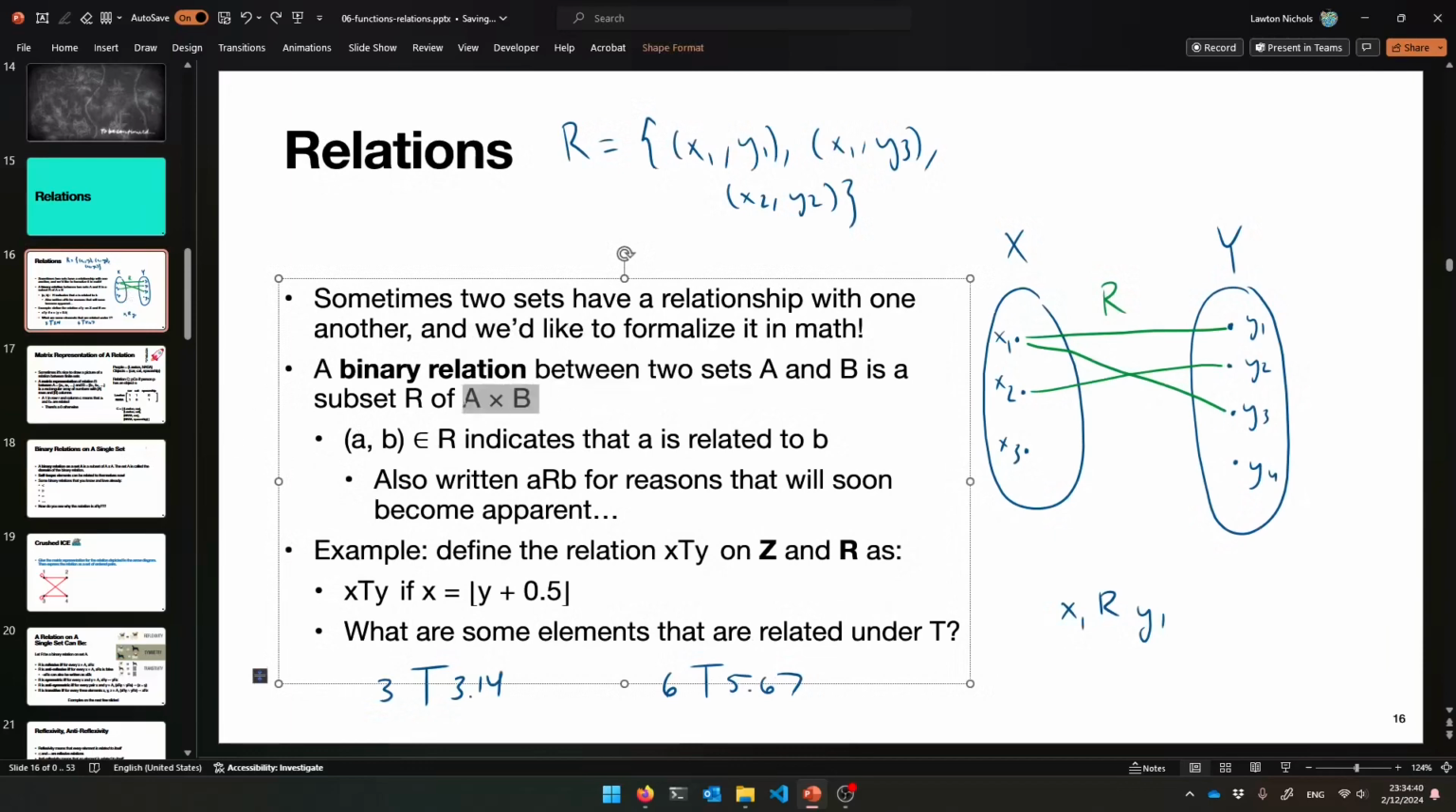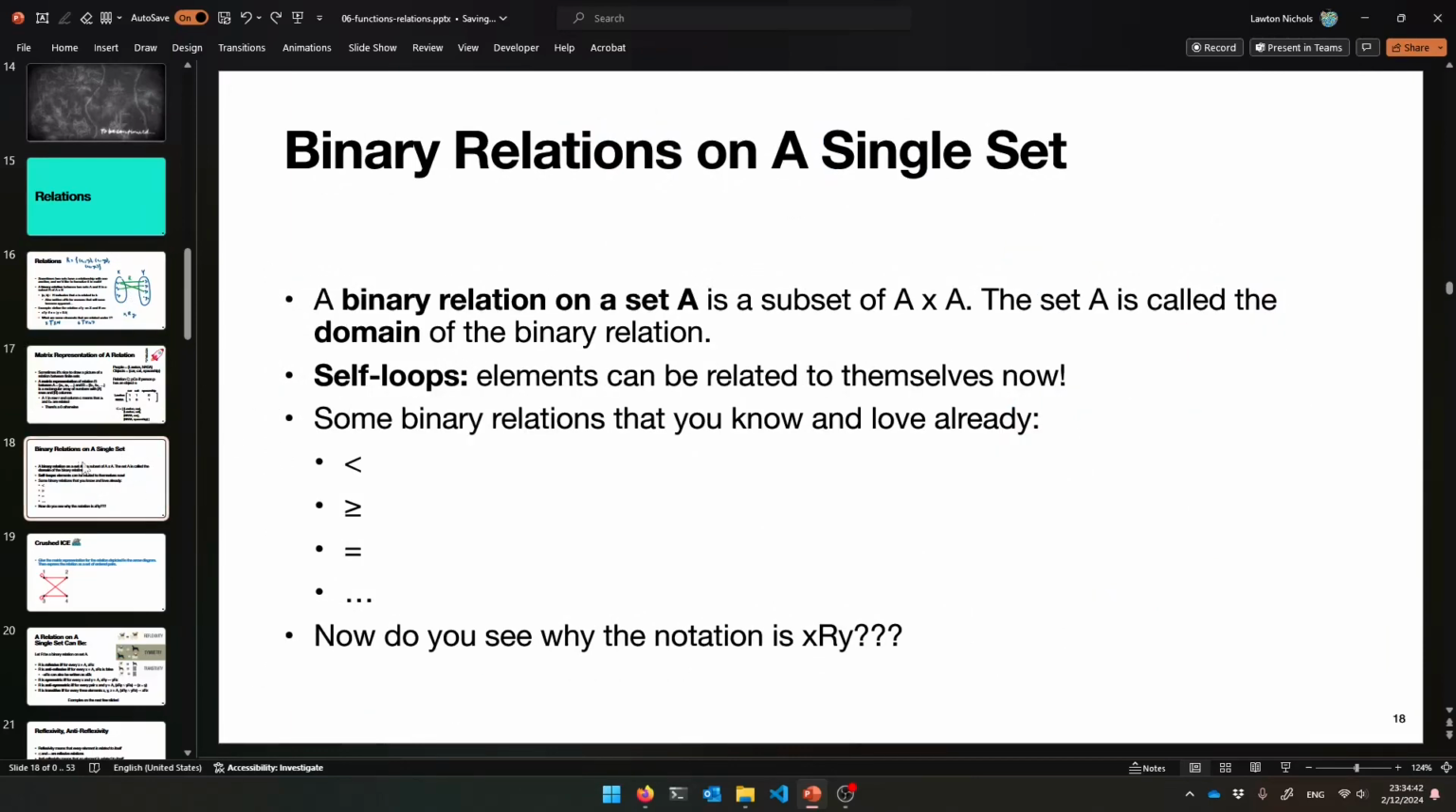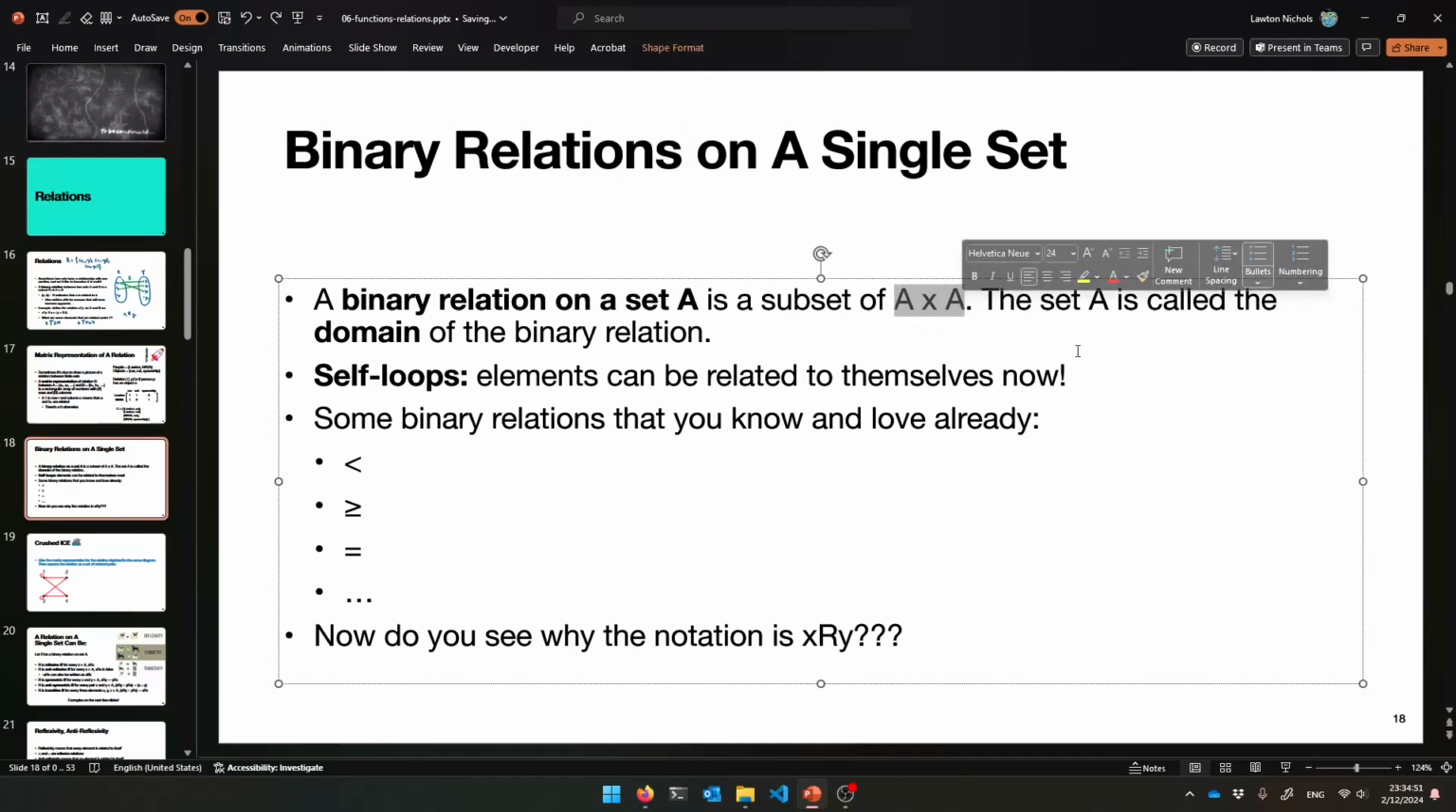Sometimes you're relating elements of one set to elements of the same set. So here's a binary relation on a single kind of set, where that means it's a subset of A cross A. See that? A cross A. So it's relating things of A to other things of A, potentially. And so when you have a binary relation on a single set like this, where elements of A are related to other elements of A, then we call A the domain of this relation.